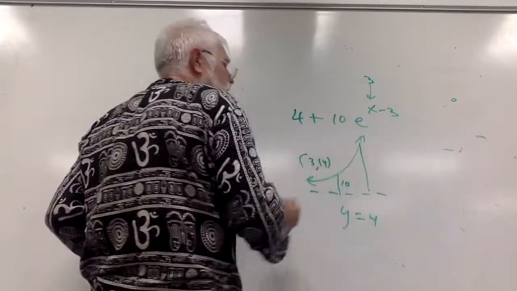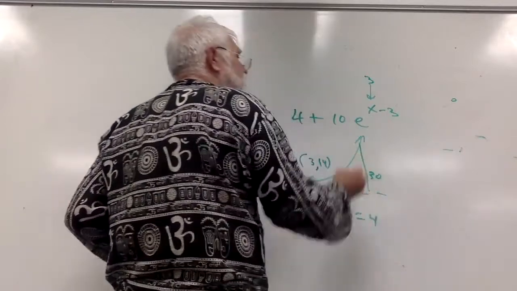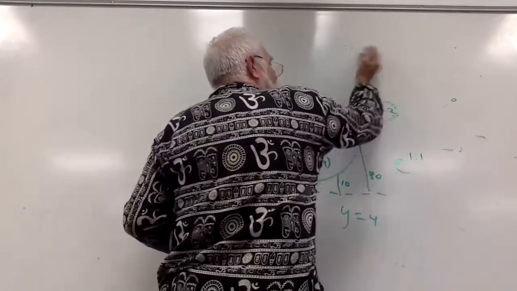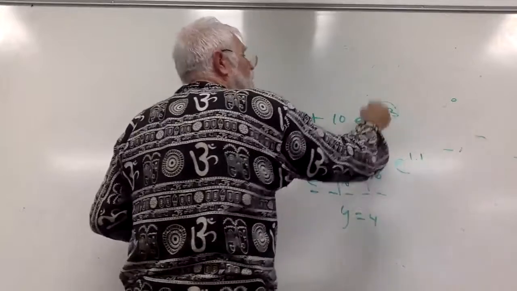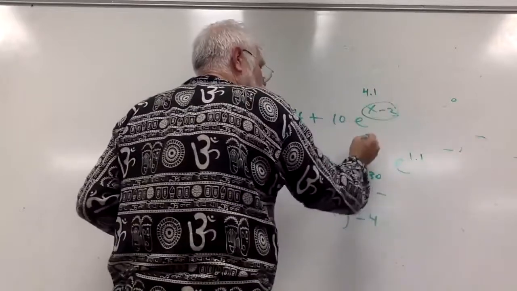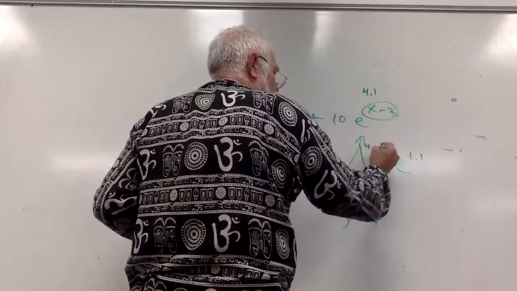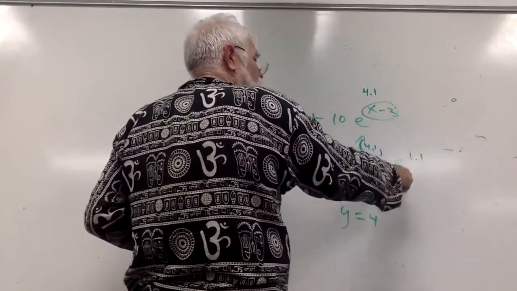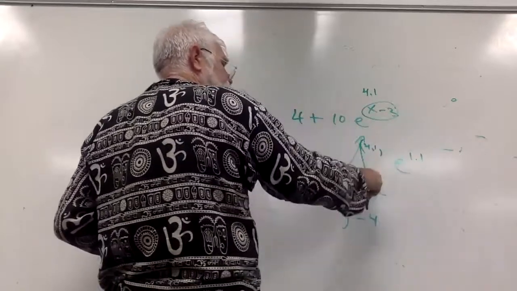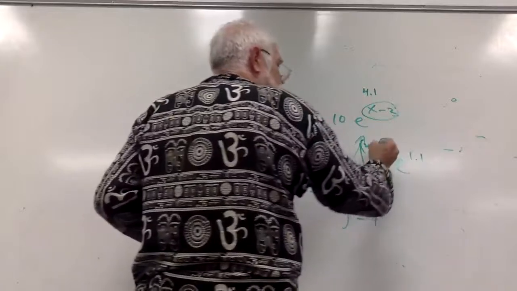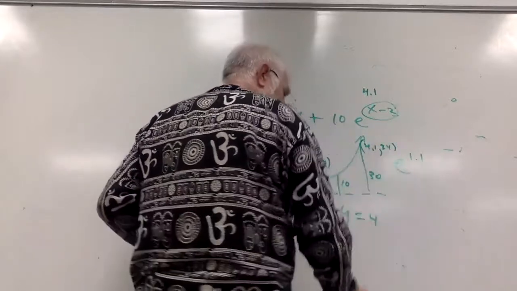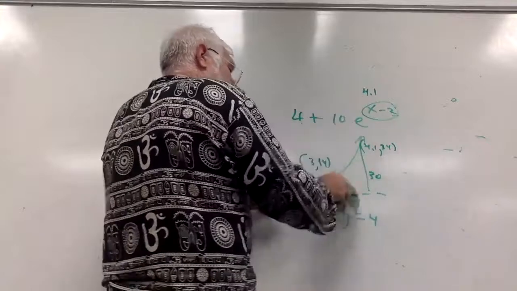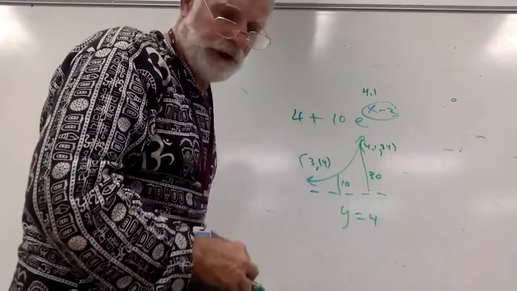That's 14. Then I want to be 30 next if I can make this e to the 1.1. What makes that 1.1? 4.1. So 4.1 is the input value, and that gives me e to the 1.1, which is 3. 3 times 10 is the 30, plus 4 is the 34. That's the process you want to learn. So look at that, replay this until you understand it.